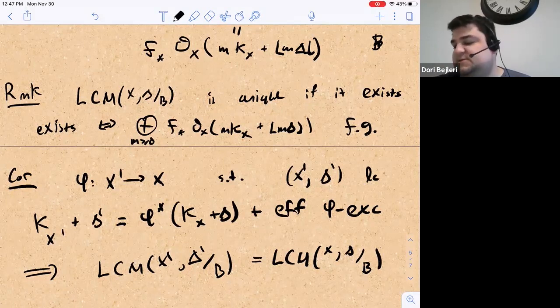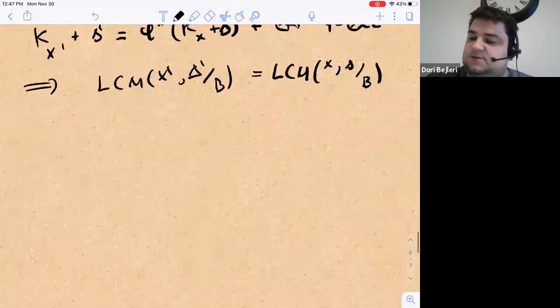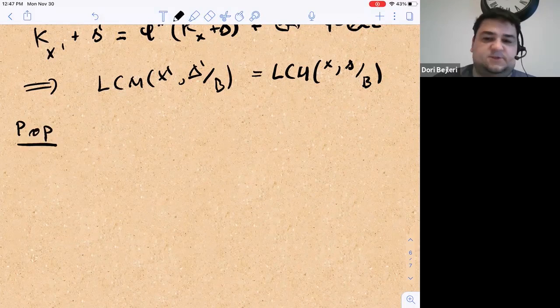Okay, and now this brings us back to existence of flips, and the observation is just that by definition, a flip is a log canonical model relative to something. So that's the main observation. So let me write it as a proposition.